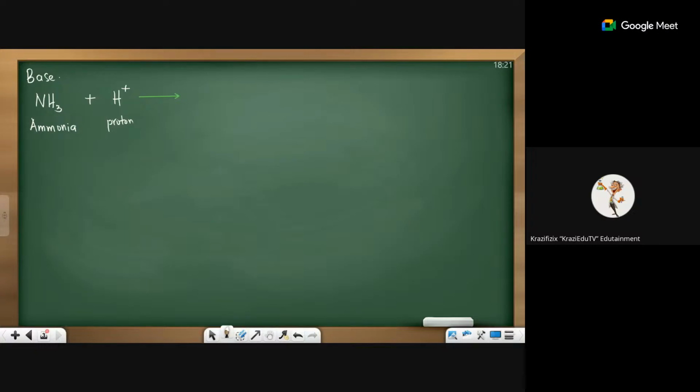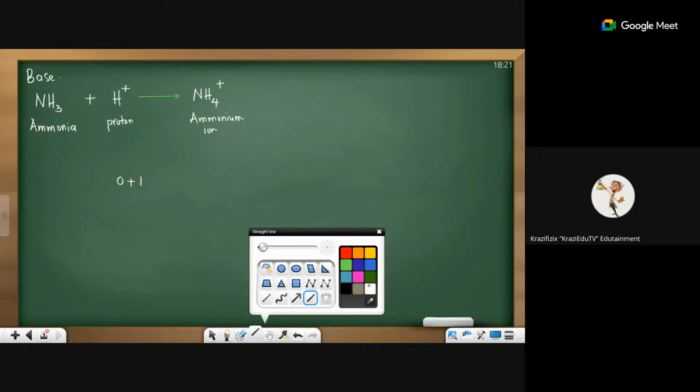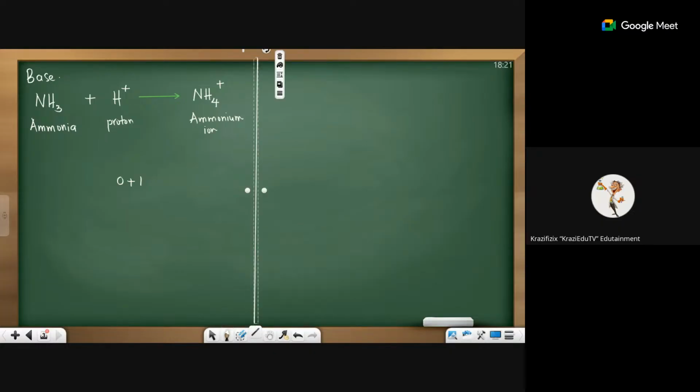We did this in term 2 when we were talking about dative covalent bonds. Now, this would be NH. How many hydrogens will be there? 4. But wait, hold on. It was a 0. We are now adding a 1 to it. What would it be? Plus 1. And this is called ammonium ion. When you read your notes, don't just read the formulas, get familiar with the names. So it has accepted.